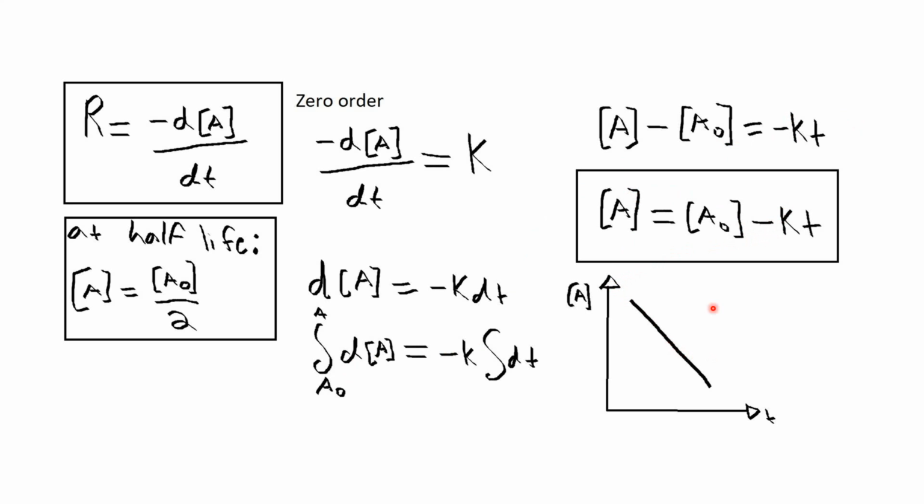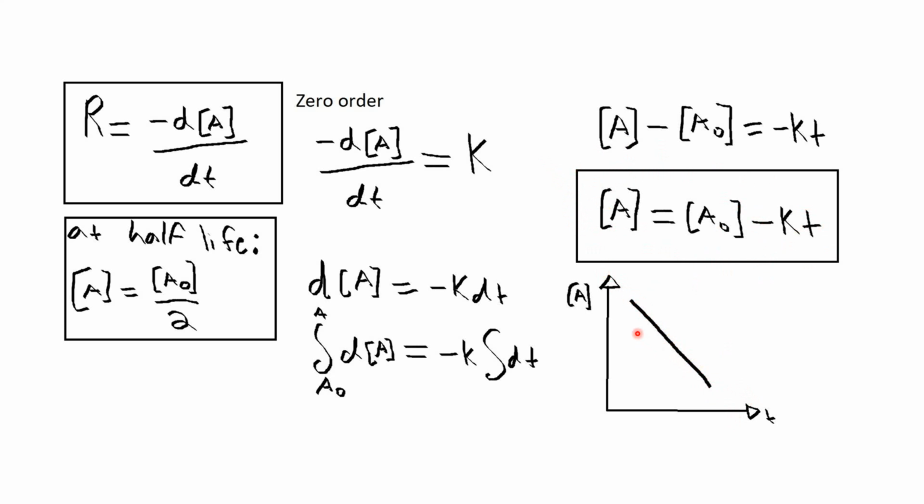Now for plotting the graph, we find out that it's actually a negative slope because k is always positive. The rate constant is always a positive number, and so that negative sign indicates that it's a negative slope, and it's clearly in the form of y is equal to mx plus b, so it's a linear line with a negative slope.